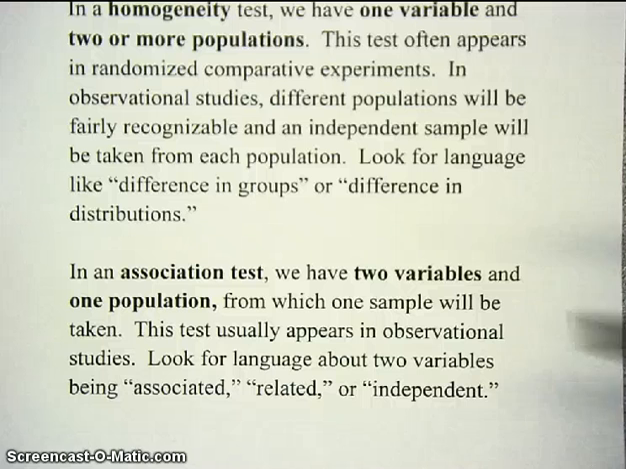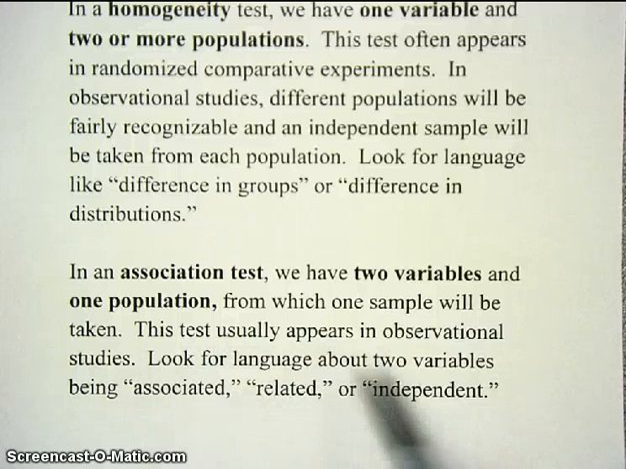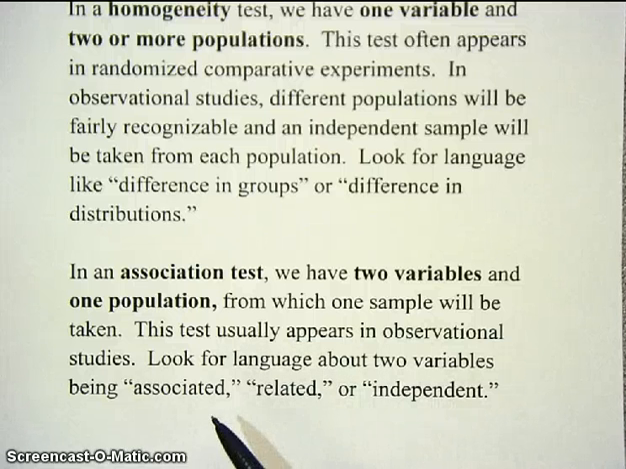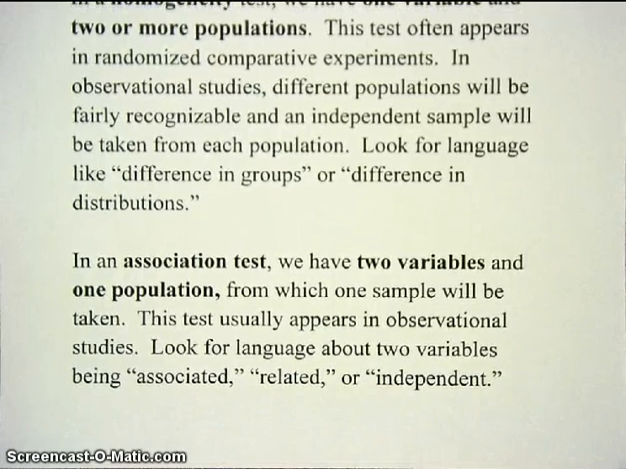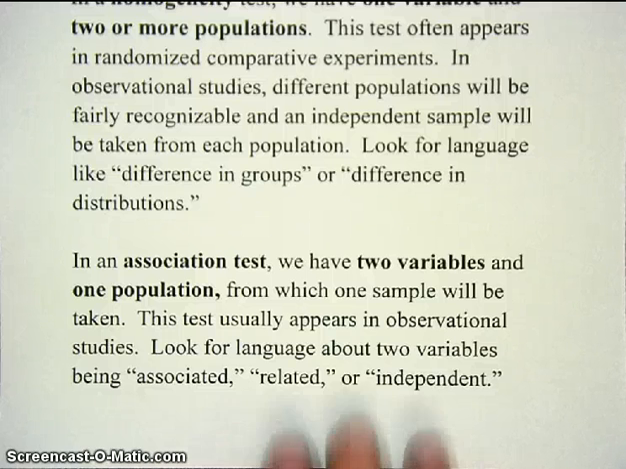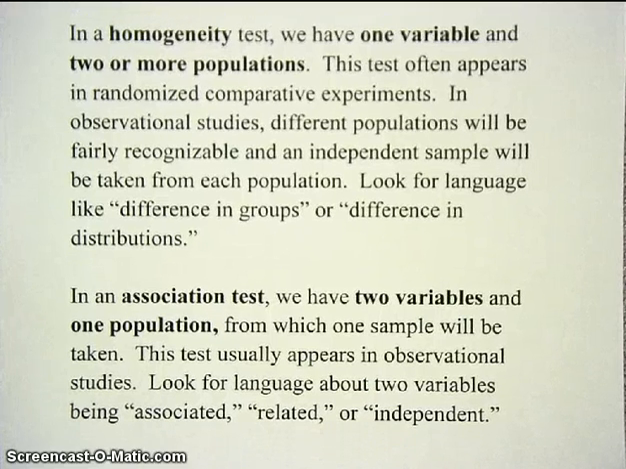In an association test, we have two variables in one population from which we draw one sample. So you can tell from the design that one sample has been taken and then categorized according to these two variables. This kind of test usually appears in observational studies. Look for language about two variables being associated or related or independent. If you see those terms, it's usually a hint that it's a test of association that we're trying to do. But again, it all comes down to the design under which the data are gathered. That is really the key thing, which is what we're going to be able to use to tell those two kinds of tests apart.